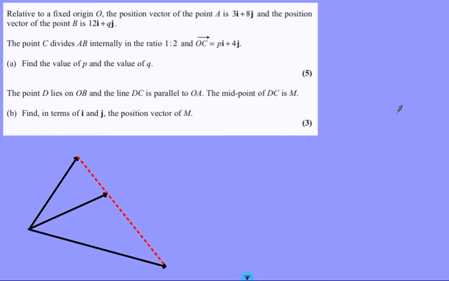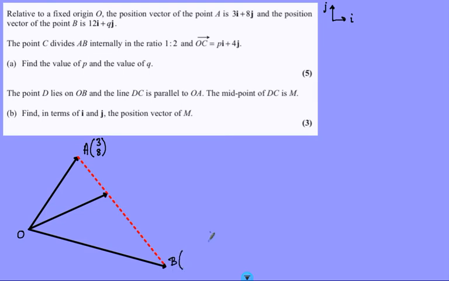Okay, vectors question here, quite a tricky one as well. First thing to do, diagram. I've started at the origin, and we go to point A, and to do that we go 3 horizontally, 8 vertically. i's and j's: i is the unit vector horizontally, and j is the unit vector vertically. I'm going to write it as column vectors just to make life a little easier for myself.